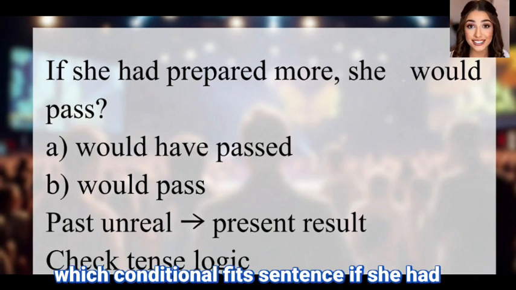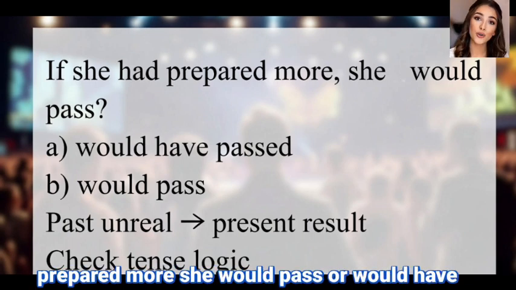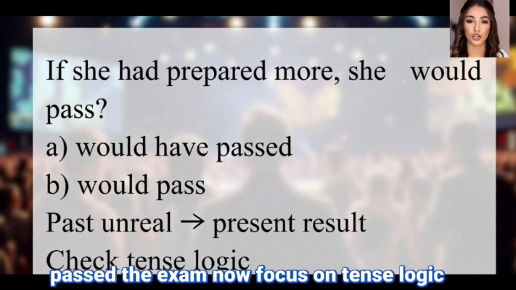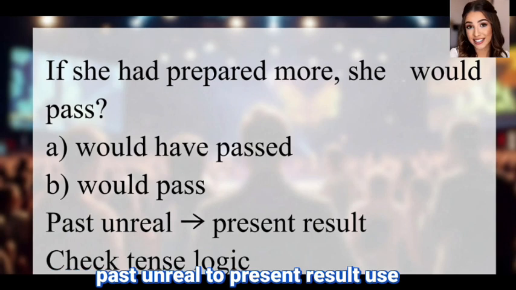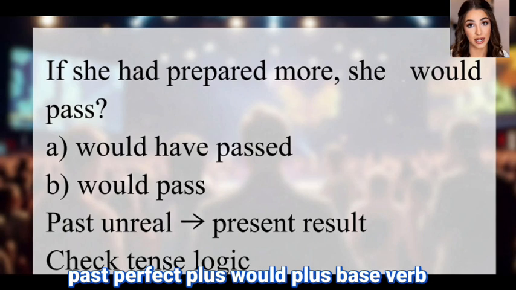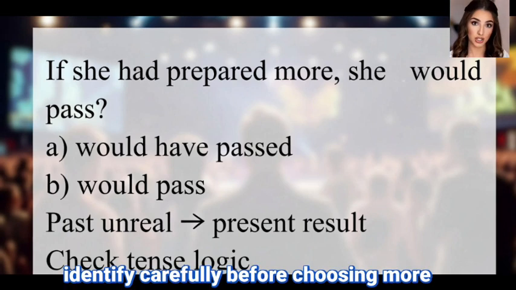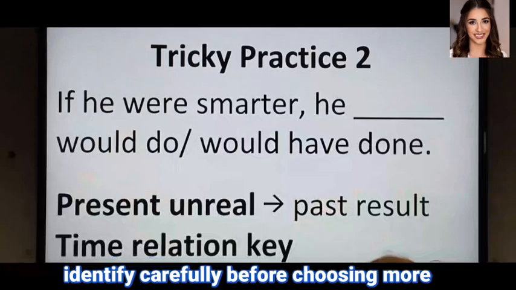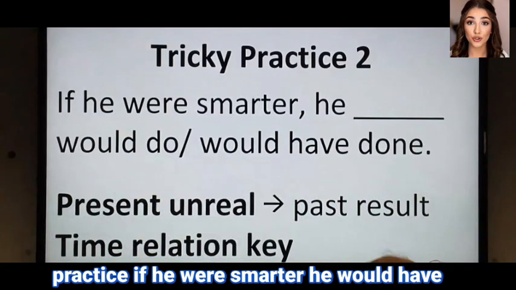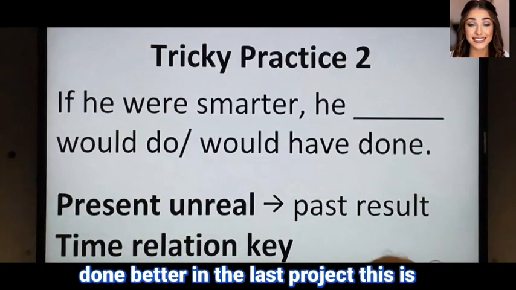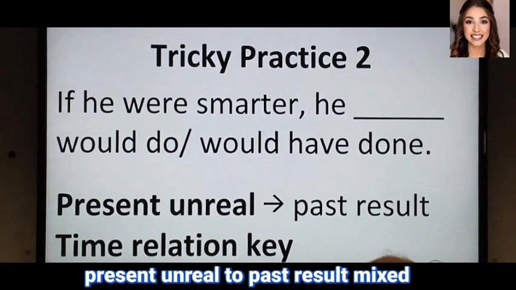Sentence: If she had prepared more, she would pass or would have passed the exam now. Focus on tense logic. Past unreal to present result uses past perfect plus would plus base verb. Identify carefully before choosing. More practice. If he were smarter, he would have done better in the last project. This is present unreal to past result.